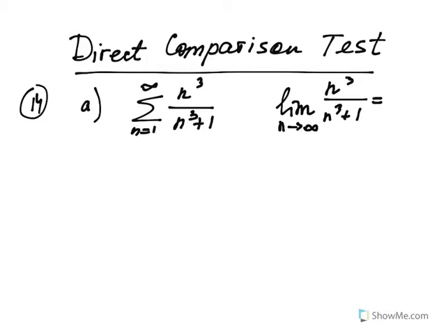Now this one, as n approaches infinity, is not equal to 0. It equals 1. So that's it. Stop there. That means this series diverges.